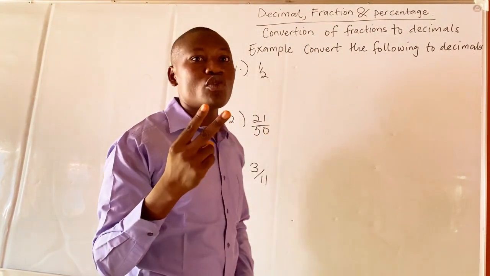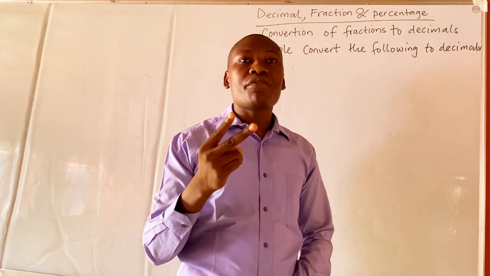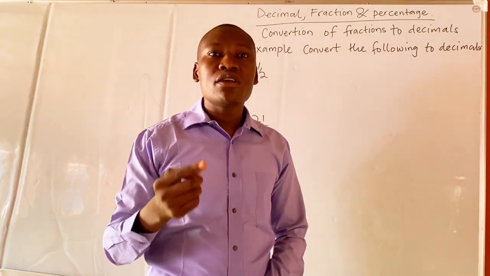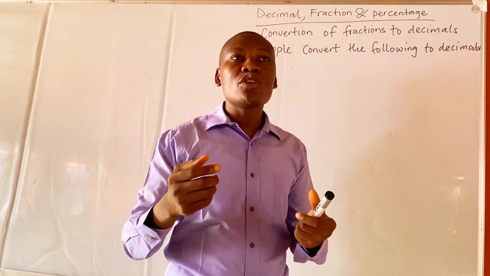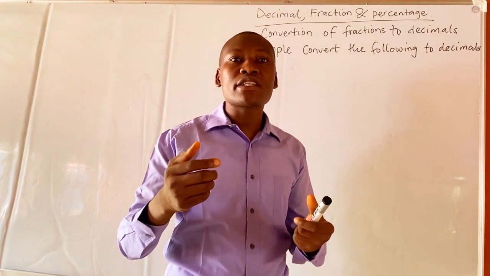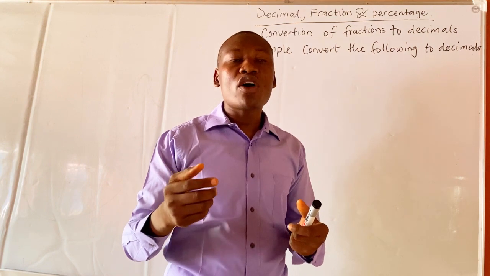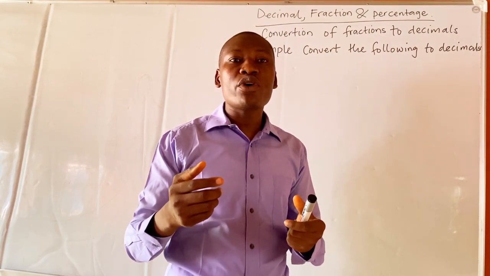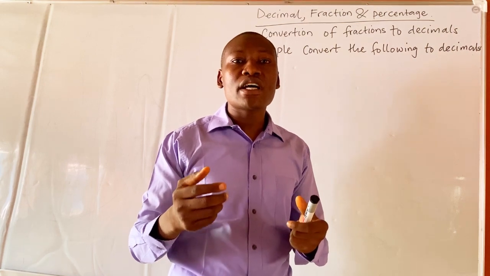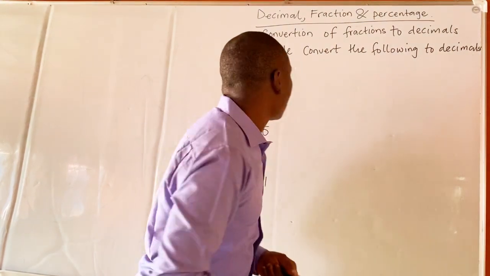Now we have two methods to convert a fraction to decimal. The first method is to convert the denominator in terms of 10, 100, 1000. The second method is to use a long division method. In this case, we are going to use the two methods. Now, starting with the long division method.